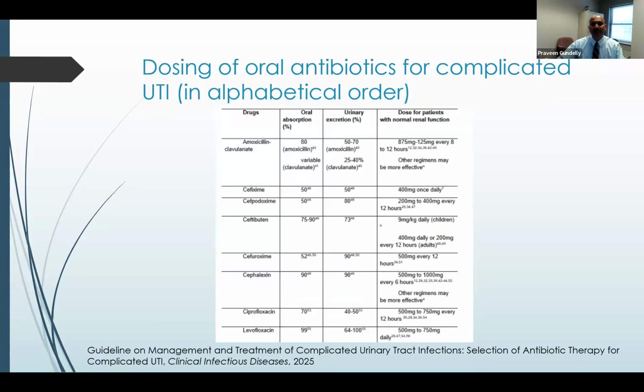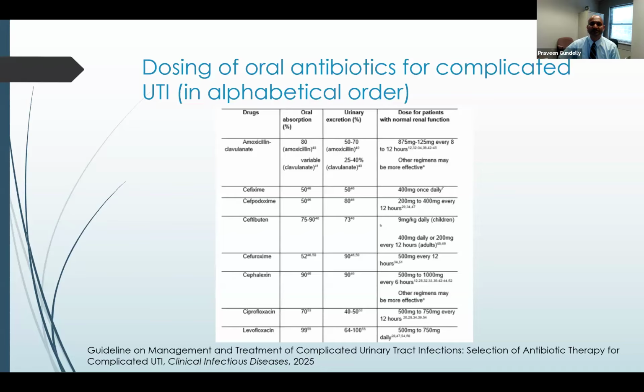Okay, so this is a slide which shows what oral antibiotics we can switch to. These are the most common, like amoxicillin and Augmentin, and we have to dose them based on renal function. Among cephalosporins, the most common antibiotics we use are cephalexin and cefuroxime, and then ciprofloxacin and levofloxacin. Bactrim can also be used if the organism is susceptible.